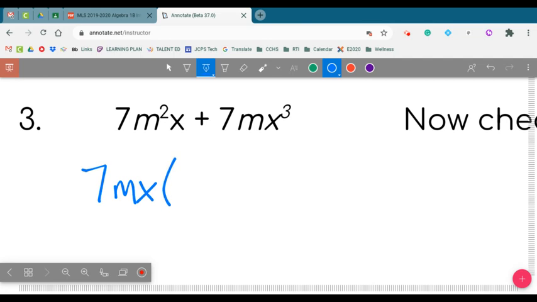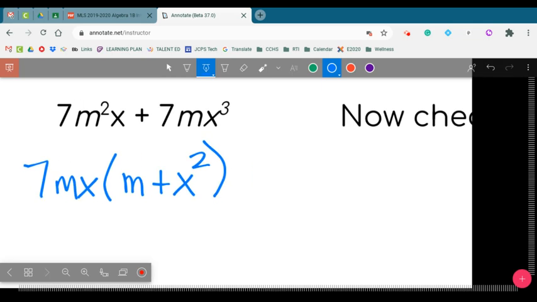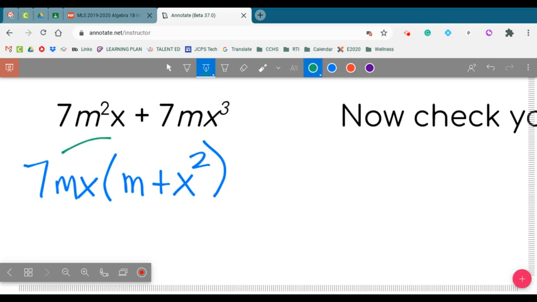So I pulled out my 7 already. I had 2 m's. I pulled out 1, so I have 1 left. And then I had my 1 x, and I pulled it out. Then I pulled out my m, had 3 x's, and I pulled out 1, so I have 2 x's left. So that would be what it looks like. That one's a little bit different.